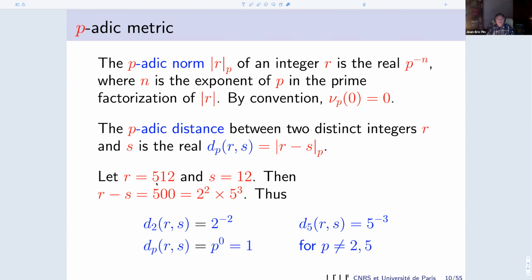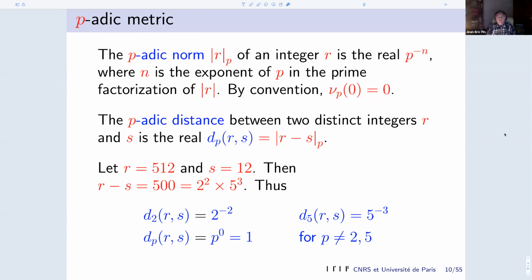If you start with 512 and 12, the difference is 500, which is 2 to the 2 times 5 to the 3. Therefore, the 2-adic distance between r and s is 2 to the minus 2. The 5-adic distance is 5 to the minus 3, corresponding to this 3 over there. And otherwise, it's p to the power 0 for all the other prime numbers.